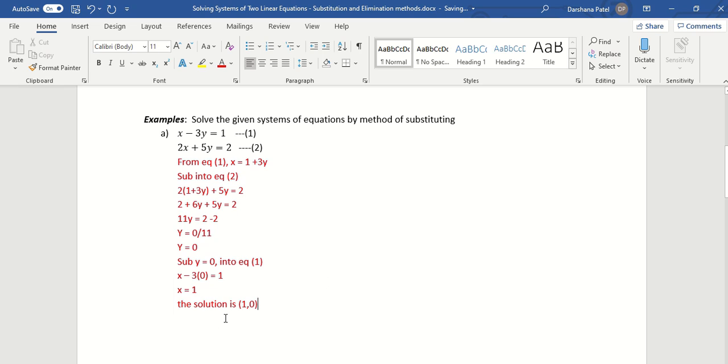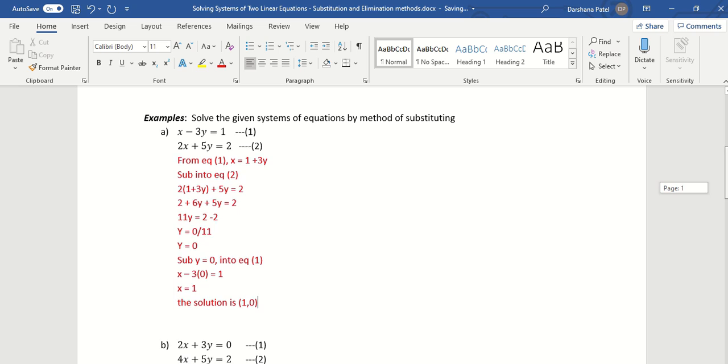Now to check, we put back x equals 1, y equals 0 in here. So 1 subtract 3 times 0, which is 0. 1 subtract 0 is 1, and the right side is 1. So it works in the first equation. Now for the second equation, we do the same thing. We substitute x equals 1, y equals 0. So we have 2 times 1, which is 2, plus 5 times 0, which is 0. 2 plus 0 gives us 2. So that works, meaning that this solution is correct.